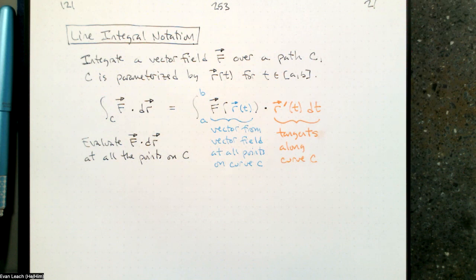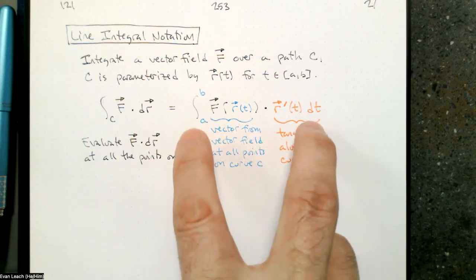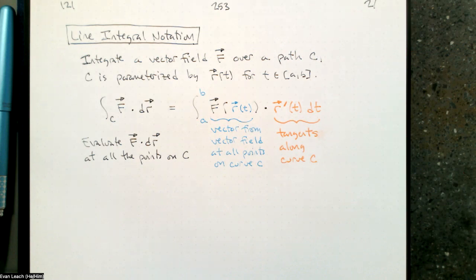So our integral notation is telling us what we're supposed to do. Here is just thinking about what the vector field is and where we want to evaluate our expression.